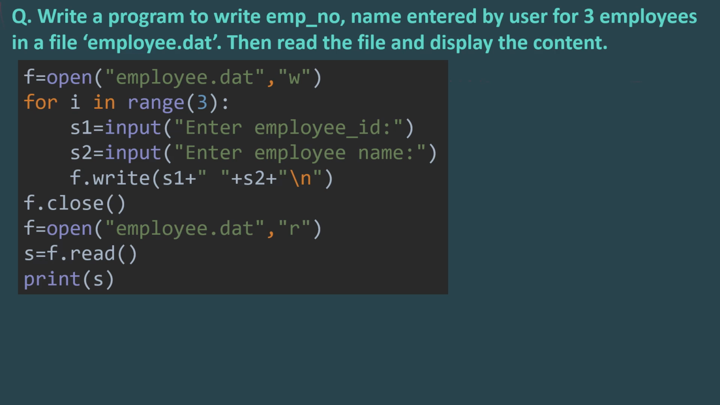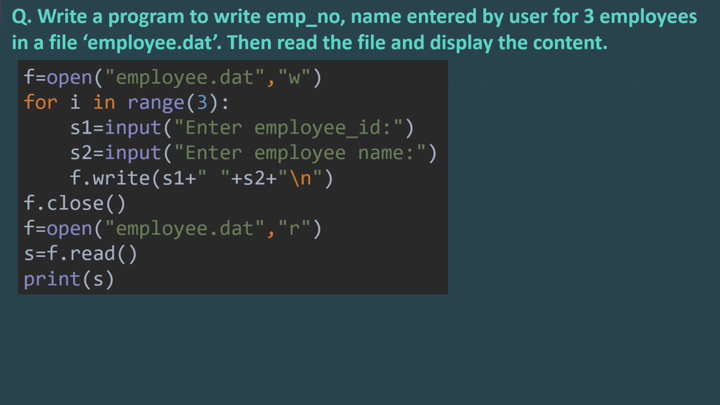Okay. Now it will ask the user to enter the employee ID and employee name for 3 employees. So using a for loop in range 3, that means it will iterate for the values 0, 1, and 2. So 3 values will be accepted from the user, and the employee ID will be stored in S1 and the employee name will be stored in S2. Then the employee ID and name will be written into the file by using the write function. So f.write, within that S1, the employee ID, plus S2. Within that you can pass a space if you want the ID and name to be separated by a space.